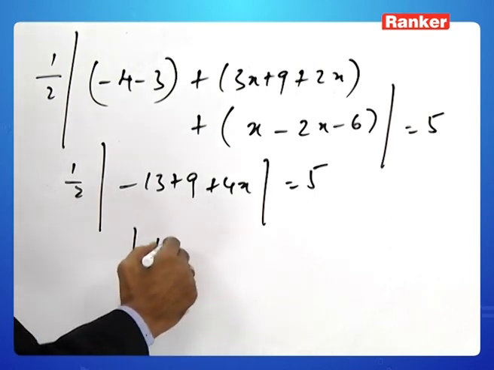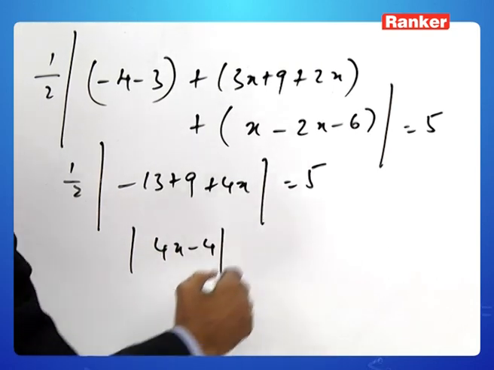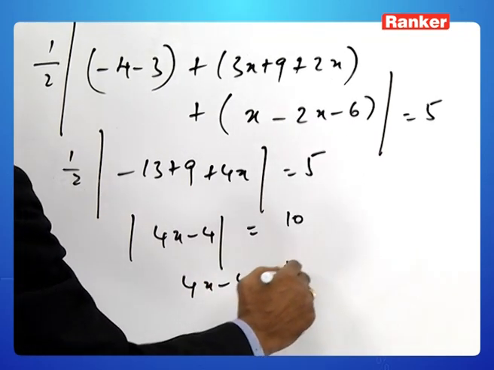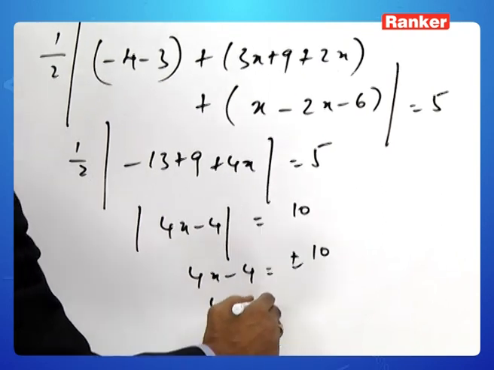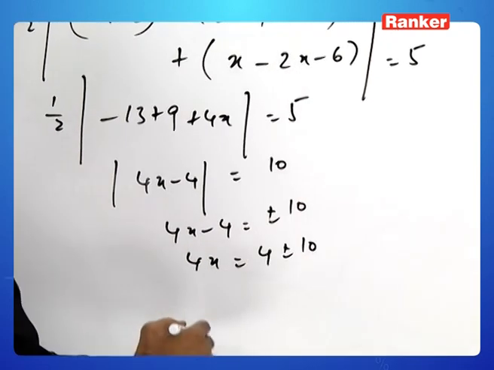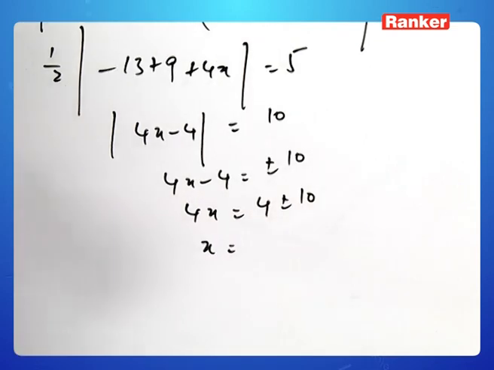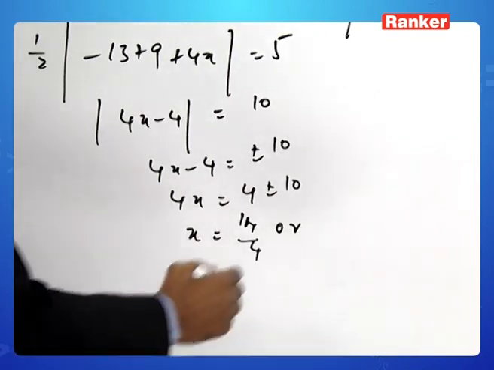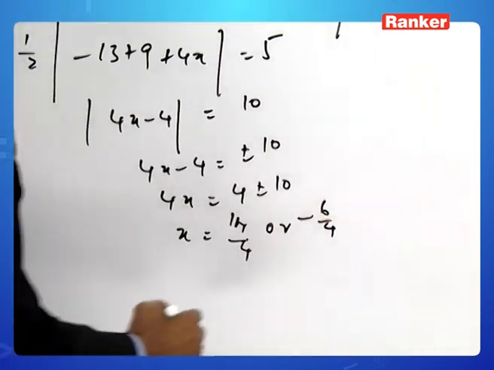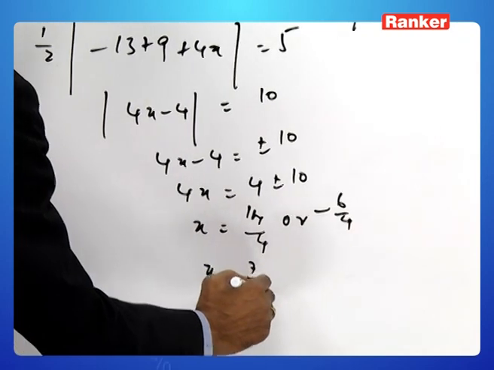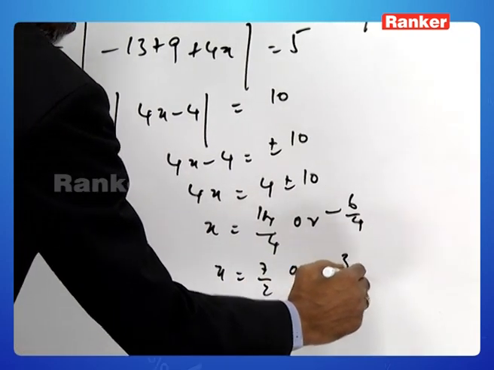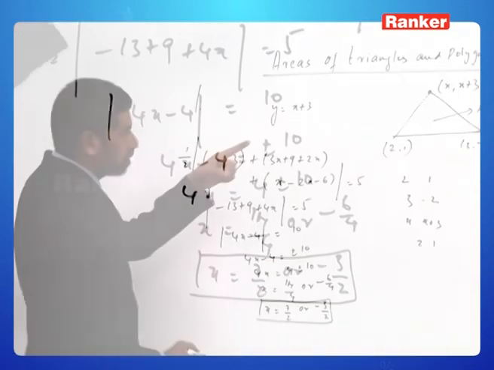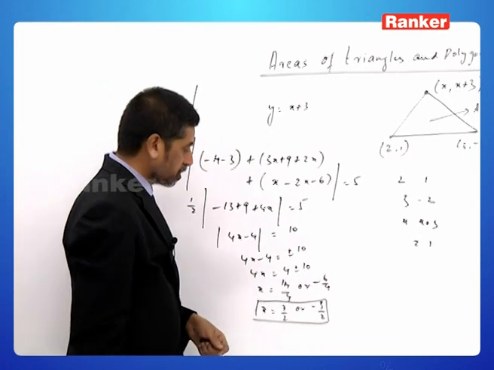So this makes it mod of 4x minus 4 is equal to 10. 4x minus 4 is plus or minus 10. 4x is 4 plus or minus 10. So x is equal to 14 by 4 or minus 6 by 4. That is, x is equal to 7 by 2 or minus 3 by 2. These are the possible x coordinates of the third vertex, and the y coordinate is x plus 3.